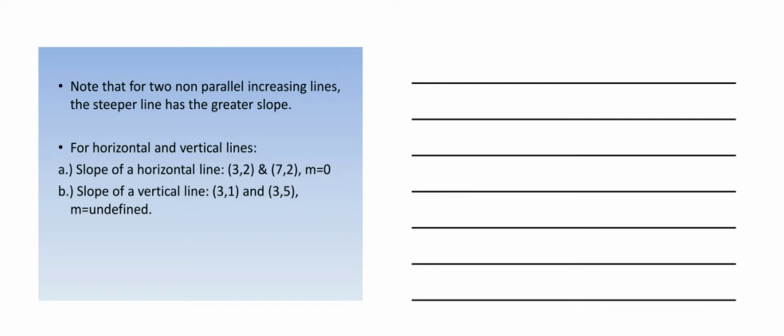Note that for two non-parallel increasing lines, the steeper line has the greater slope. For horizontal and vertical lines: A, the slope of a horizontal line, for example (3, 2) and (7, 2), the slope equals 0. And B, the slope of a vertical line, (3, 1) and (3, 5), m is undefined. So let's take a look at this real quick. Let's see what it's all about.